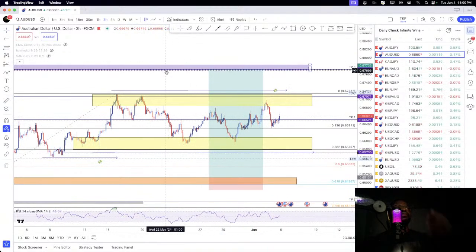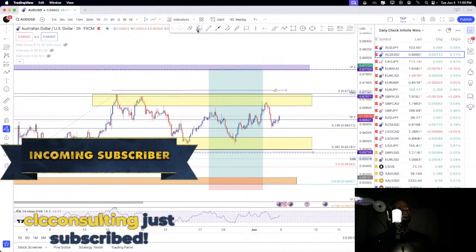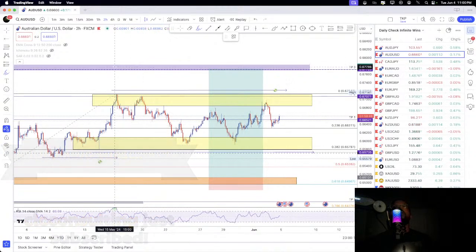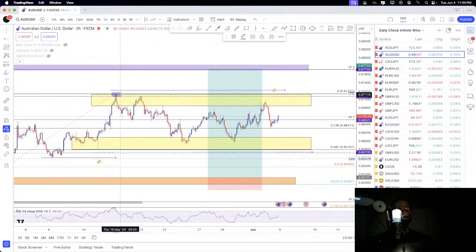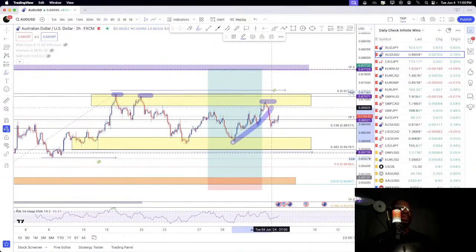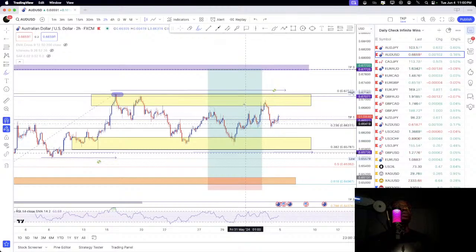But right now, if we just go off the basics, while this thing is in range, we see, oh, what's going on? We got somebody that just subscribed. We see that price is definitely creating lower highs, okay? Even with this pullback here. We got lower highs being created while price is in range.